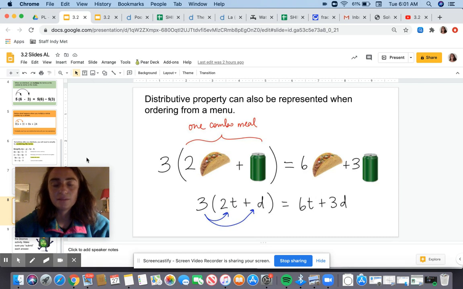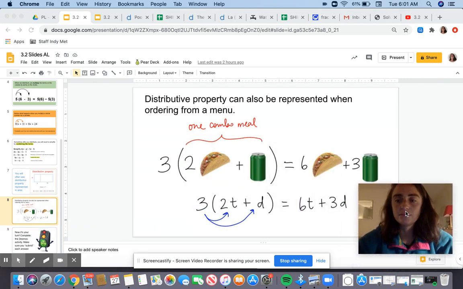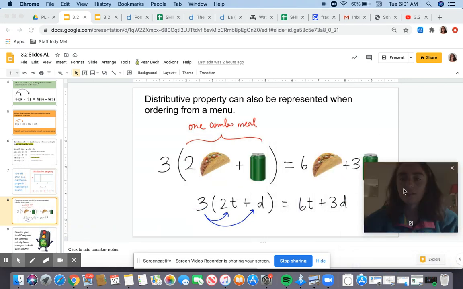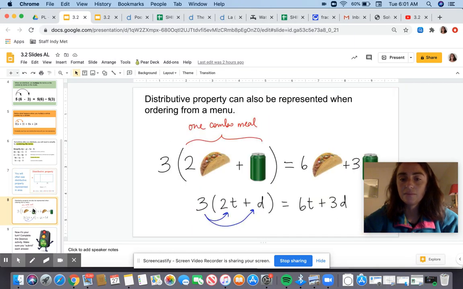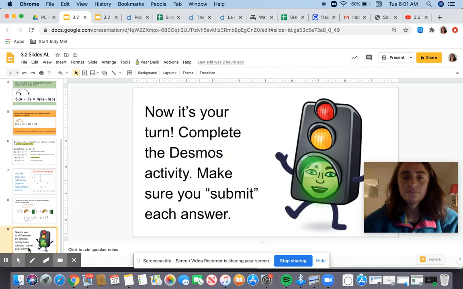So distributive property isn't just a silly thing we do in math. It can actually be beneficial in real life situations like finding the area of something or in ordering off a menu. And there's many more examples. I'd love for you to bring some to class tomorrow.